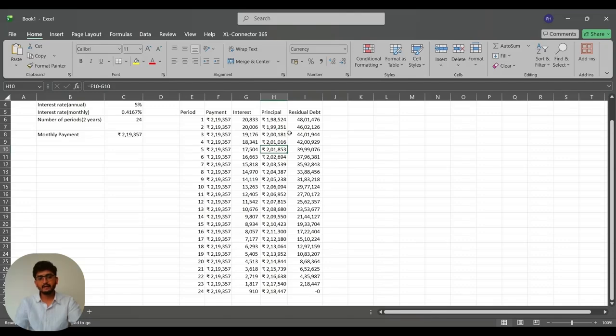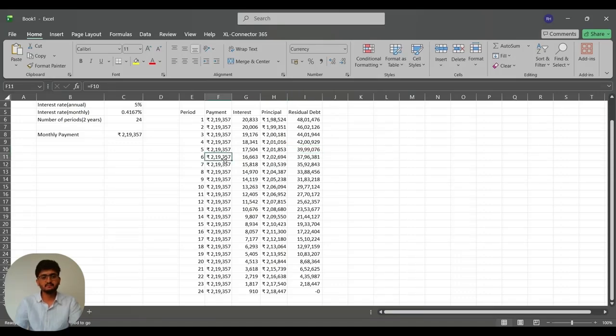Then we subtract the principal amount from the last month's remaining debt, which is 42 lakh 929 rupees. We'll get 39 lakh 99,076 rupees. So like that we are going to do the same for the 6th month. We got last month's debt of 39 lakh 99,076 rupees. Then we go to the 6th month.